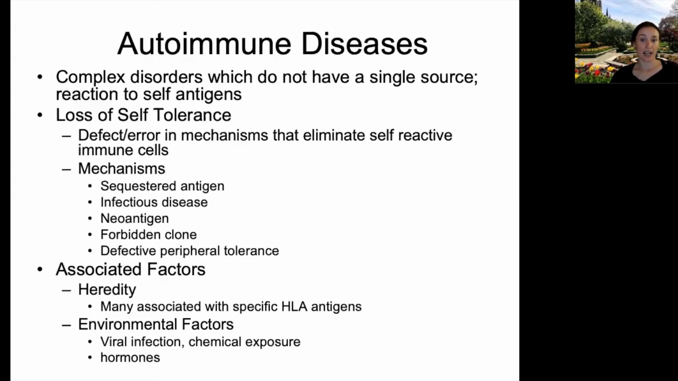Ways that this can happen is through a sequestered antigen, infectious disease, neoantigen, a new antigen, forbidden clone, defective peripheral tolerance. Some factors associated with this include heredity. Many are associated with the specific HLA antigens. There's also some environmental factors such as maybe a viral infection or chemical exposure or even hormones.